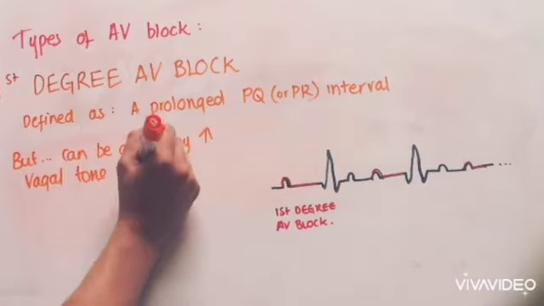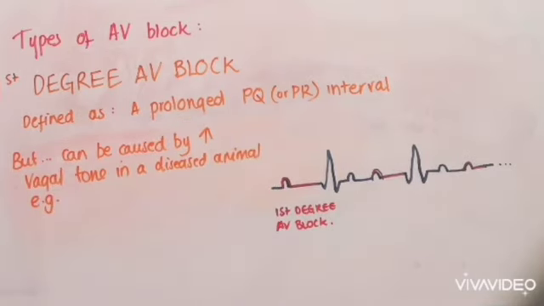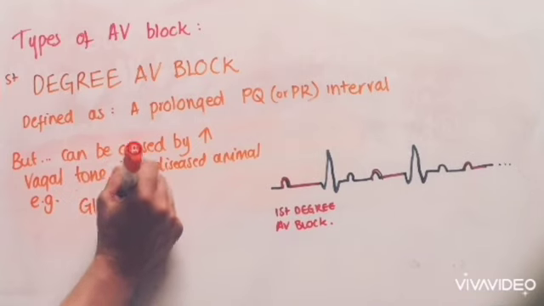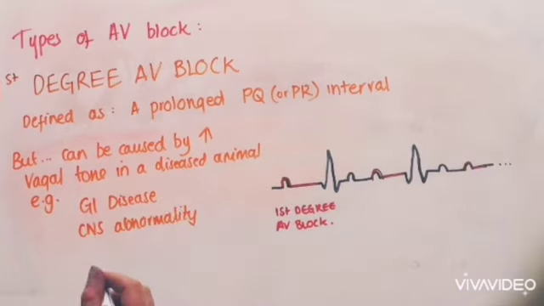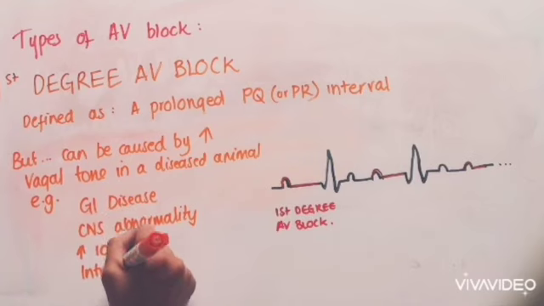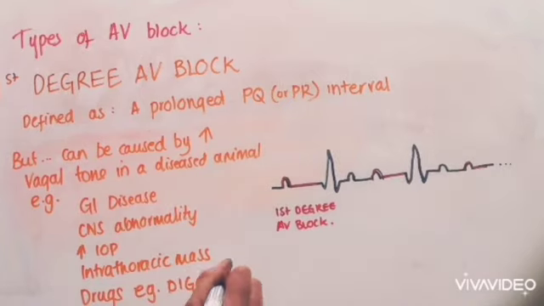Like I said before, vagal tone can be increased in diseased animals, e.g. those with CNS disease, GI disease, increased intraocular pressure, an intrathoracic mass, and drugs can also cause an increased vagal tone, such as digoxin.